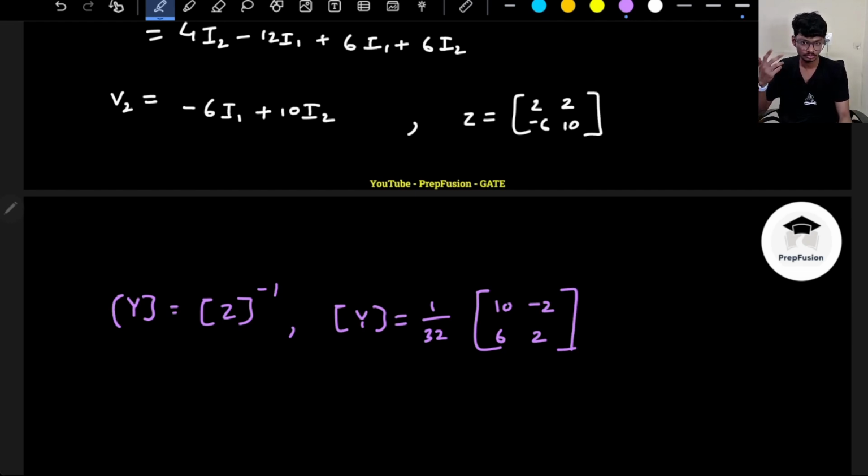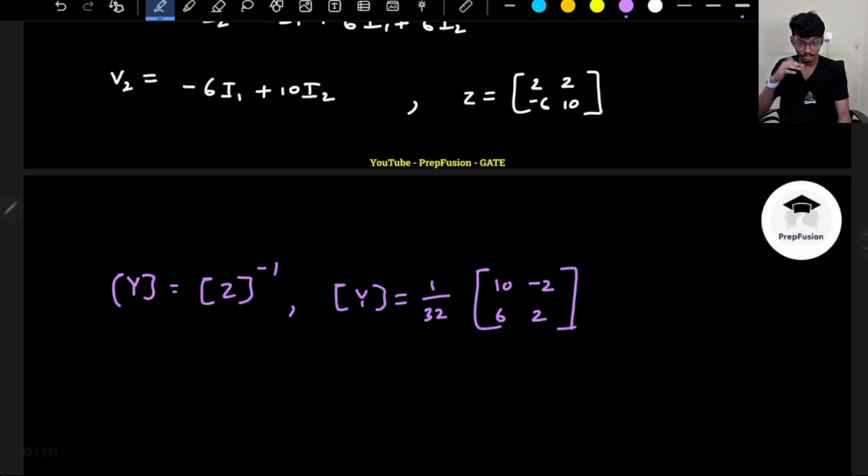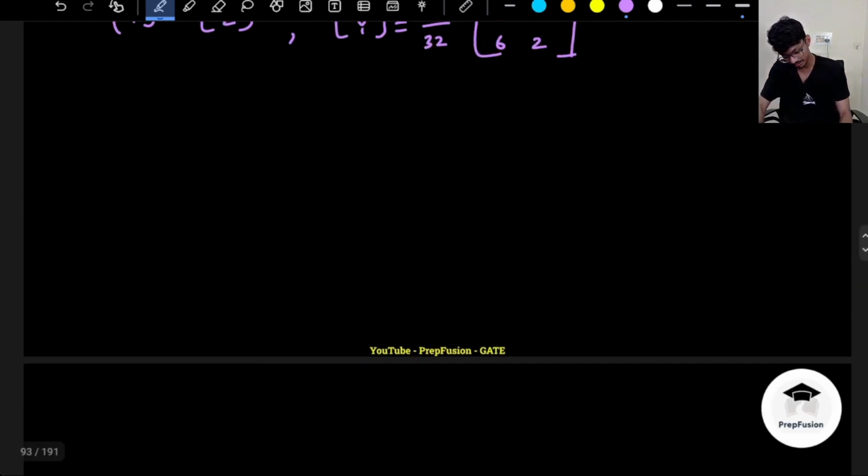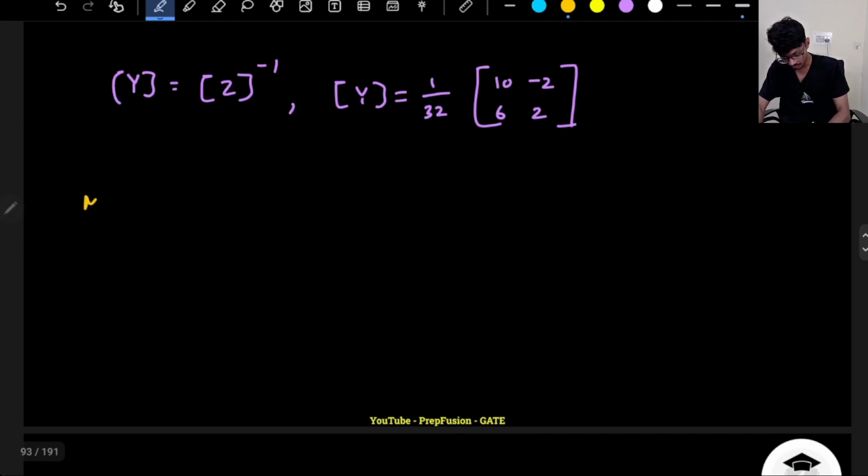Okay, so this will be the answer for this question. Now what is method 2? Method 2 is to solve them individually, which we already know.